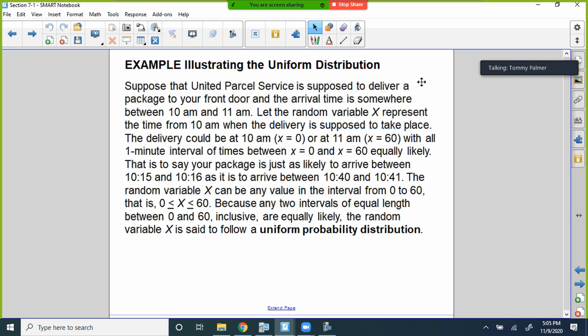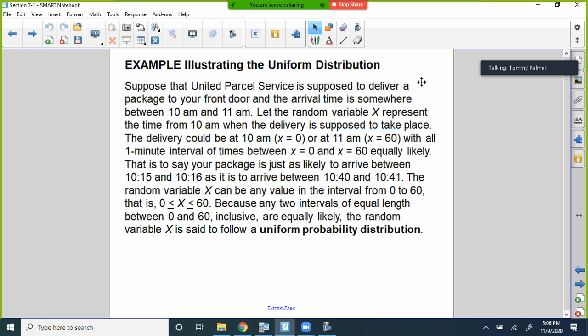If it's going to be delivered between 10 and 11, then it could show up at 10:15, could show up at 10:20, 10:30, 10:40, whatever, 10:55 if you want to. And that would suffice as a delivery between 10 and 11, right? So all 60 minutes of that particular hour all have the equal probability of showing up for delivery. There's not one weighted more than the other. Okay, does that make sense?